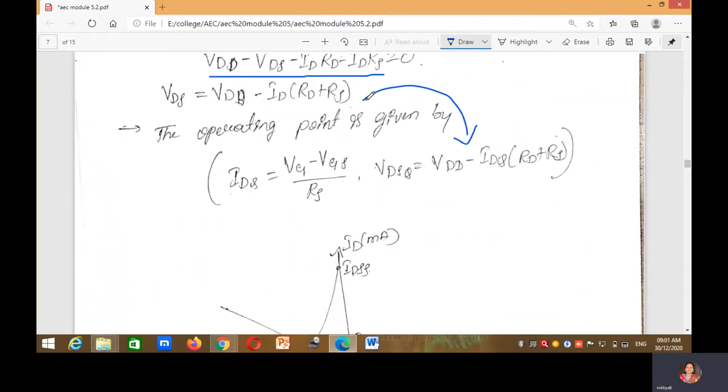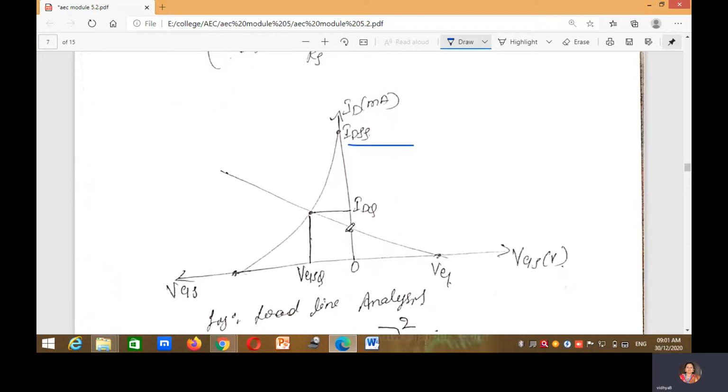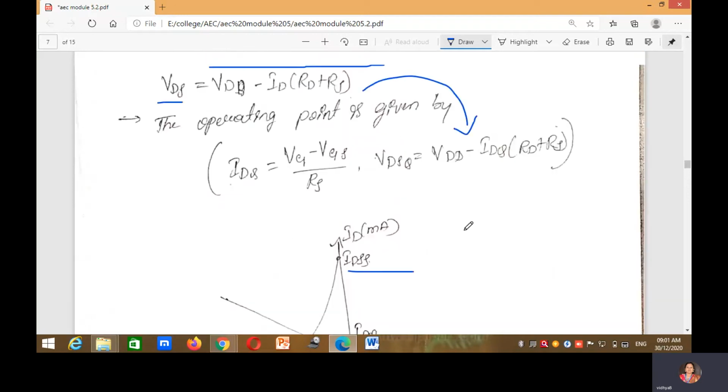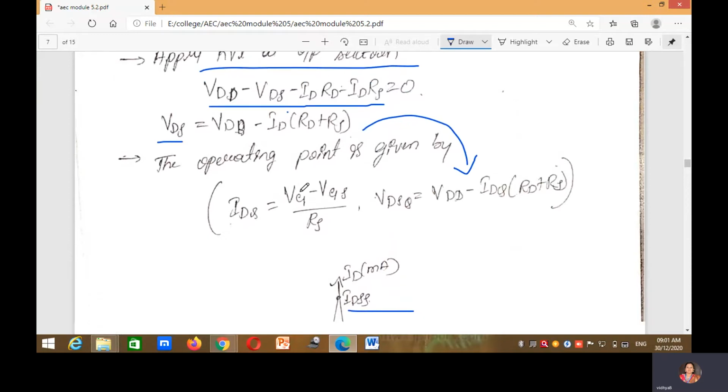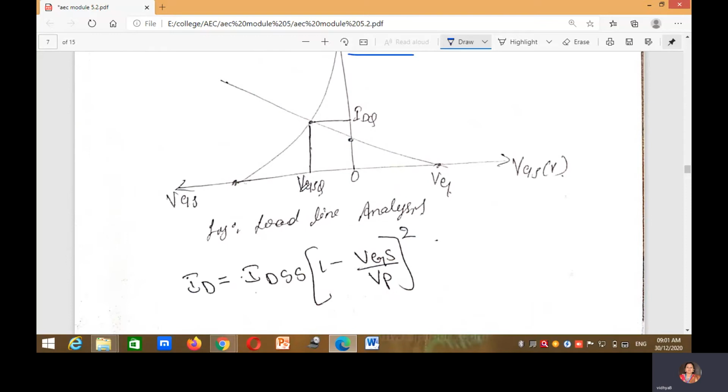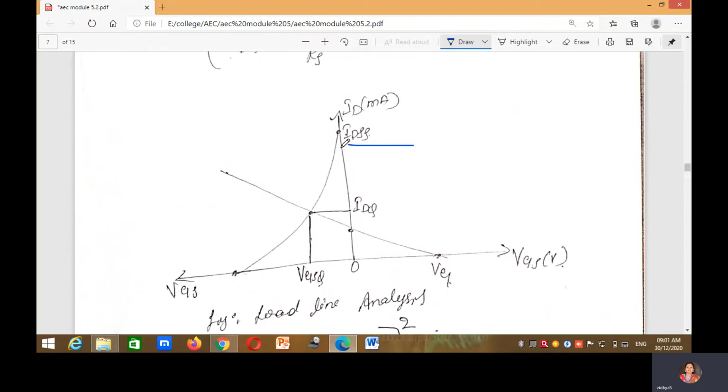You substitute VD is equal to 0. Okay, VDS is equal to 0. What you will get? ID is equal to VDD divided by RD plus RS. That is what is here. Next, when you substitute the value ID is equal to 0, you will get VDS is equal to VDD. Okay, this is a load line analysis.